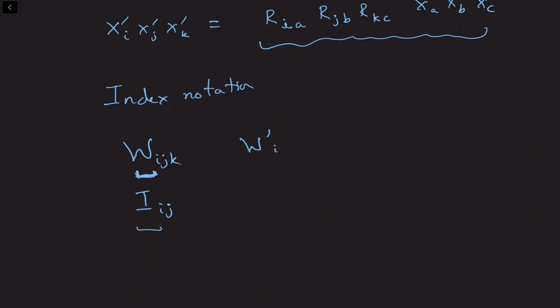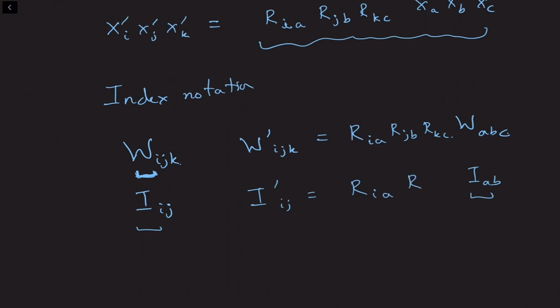but I can tell you that the transformation rule for W prime is that it's related to the components of W, the 27 components of W, by some kind of law like this: R_ia, R_jb, R_kc, where there's a summation over a, b, c. And similarly, there's a transformation rule for I, which relates it to I_ab, that is the old I, with R_jb.